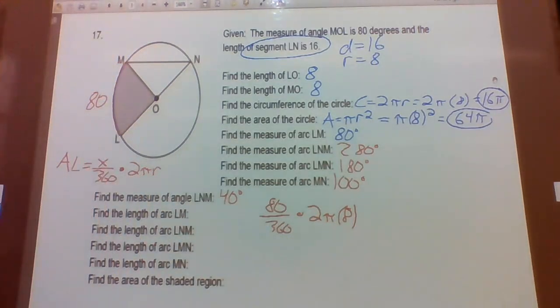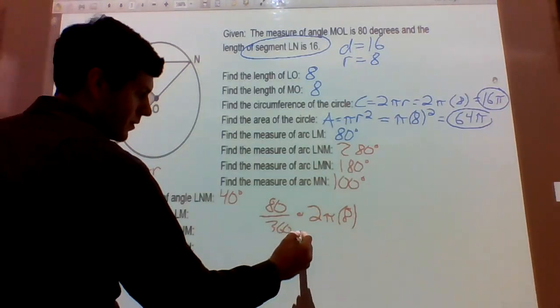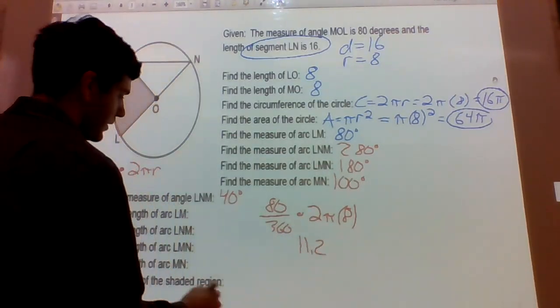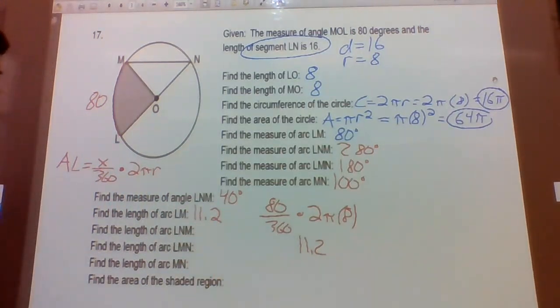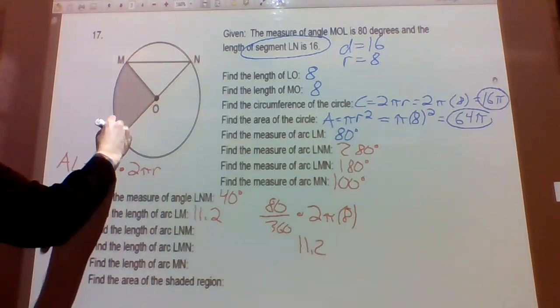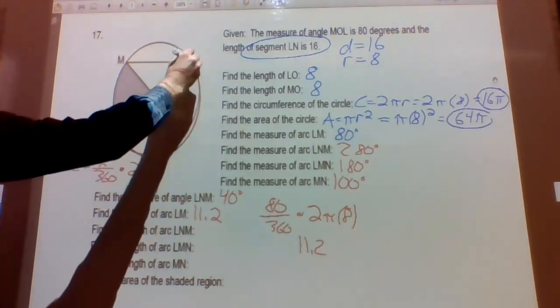Okay, we can put that all in the calculator. So 80 times 2 pi times 8 divided by 360. And I got 11.2. So the length of arc LM is going to be 11.2. Okay. Length of LNM. So LNM is this one.